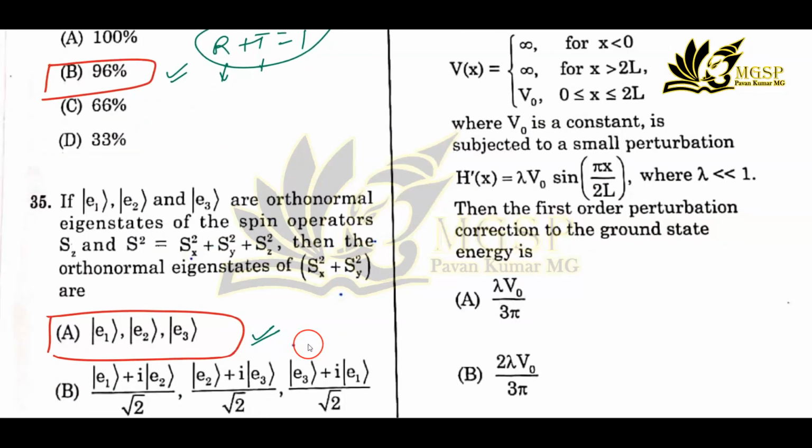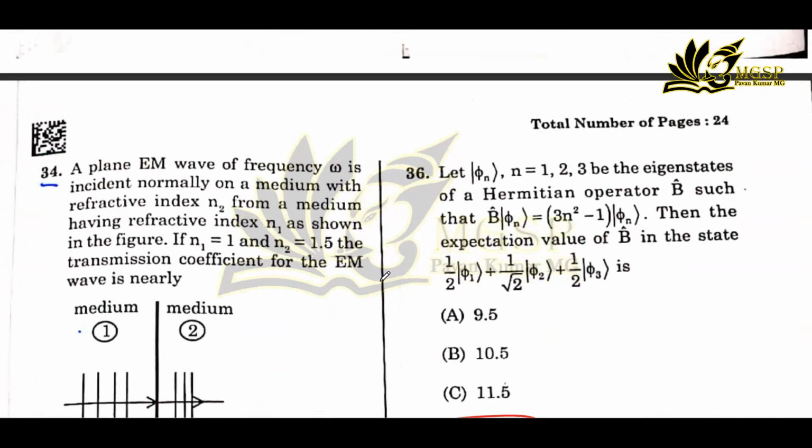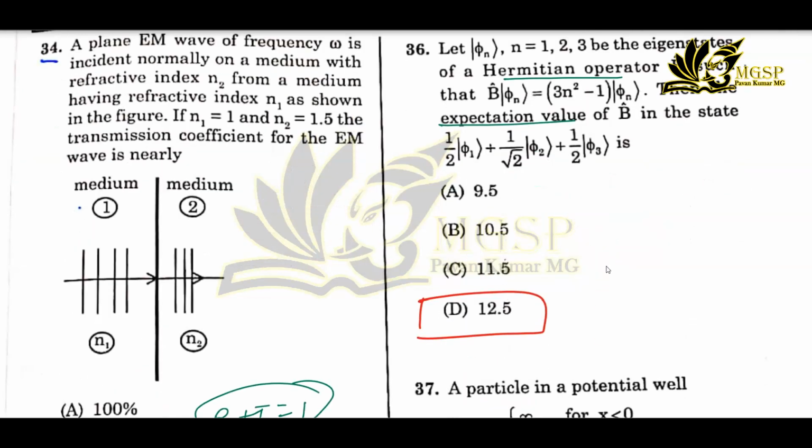When we use the matrix form of Sx, Sy, and Sz. Next, coming to the Hermitian operator, they have asked you to find the expectation value. So it was easy. How to find the expectation value we have discussed in our class.